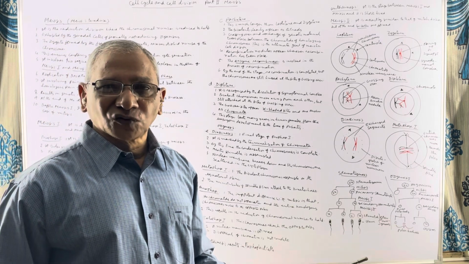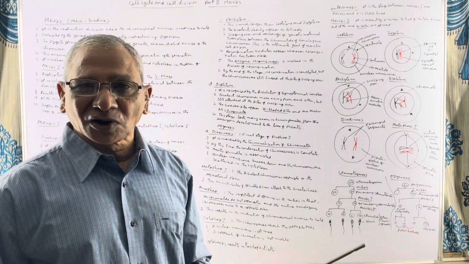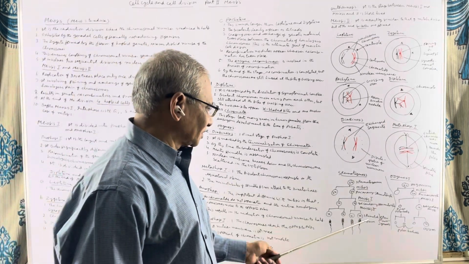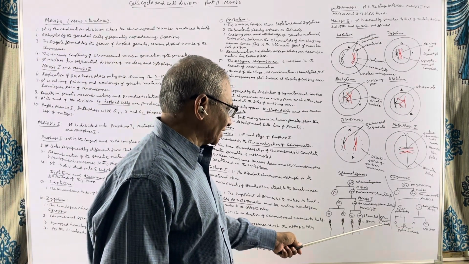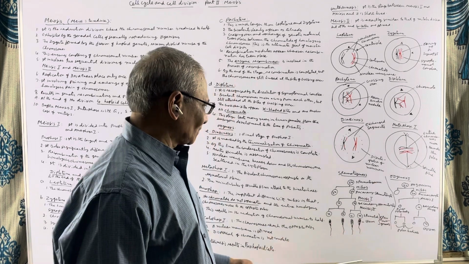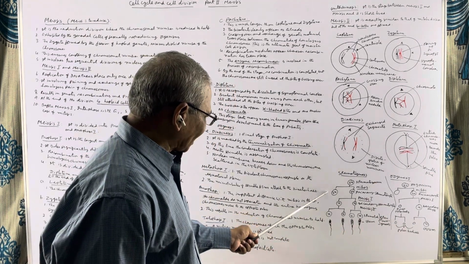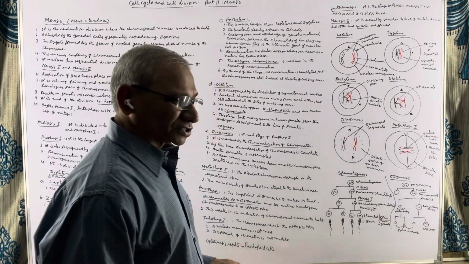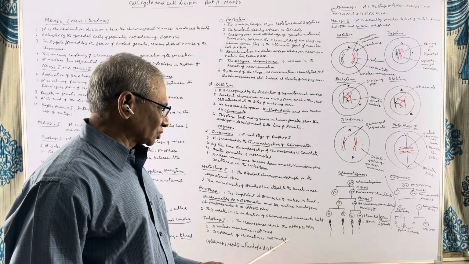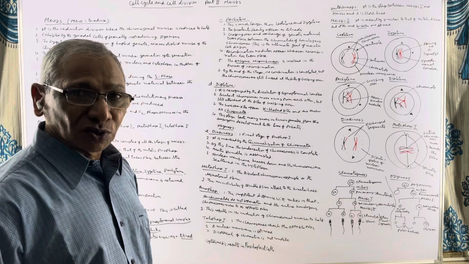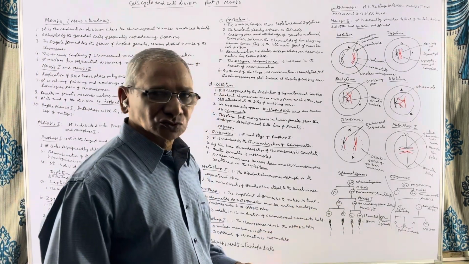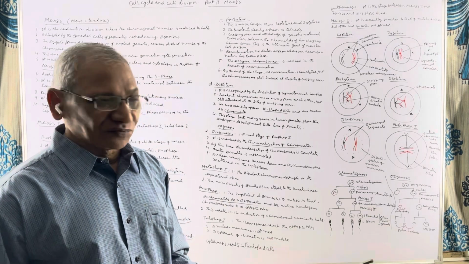Then these 4 spermatids are transformed into sperms. Transformation of spermatid into sperm is known as spermiogenesis. The entire process is known as spermatogenesis. The last stage, that is transformation of spermatids into sperms, is known as spermiogenesis. Then coming to oogenesis, which takes place in the ovary of the females.